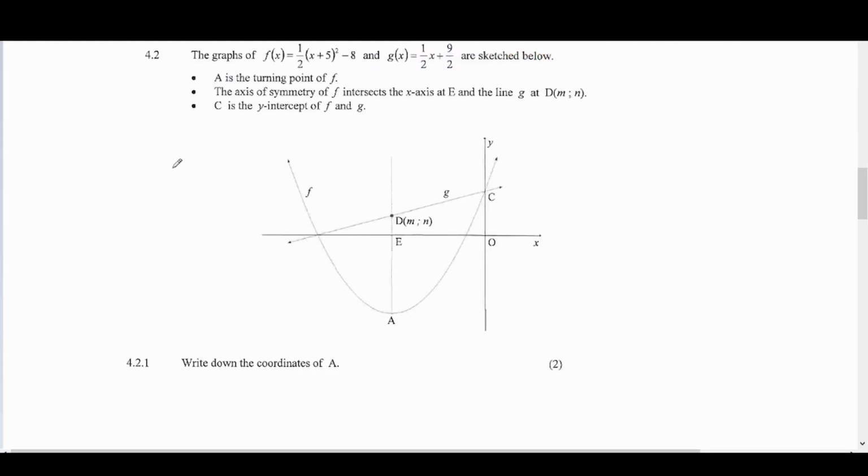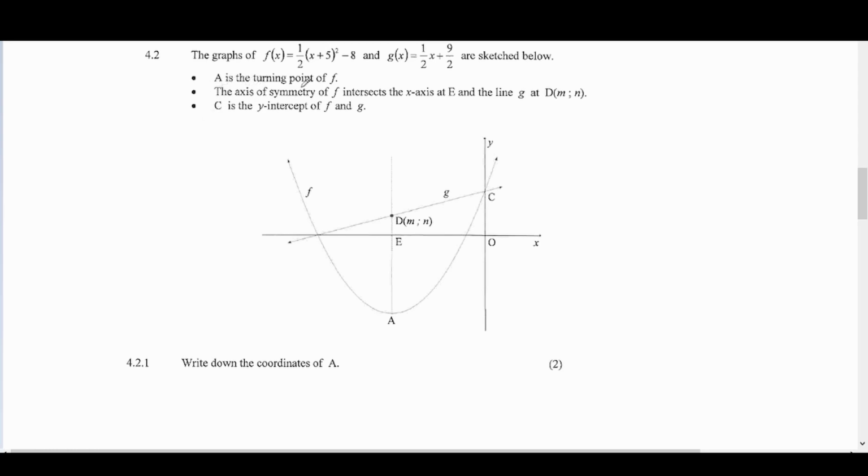Okay, then we go on to 4.2. So this time, instead of us having to draw a graph, they're giving us a graph and asking us some information. They're actually giving us 2 graphs. They say the graphs of f of x, which is equal to half into x plus 5 to the power of 2 minus 8, and g of x, which is half of x plus 9 over 2, are sketched below. So this over here is our f of x, nice parabola, and g of x, which is a straight line, of course. Okay, they give us 3 notes over here.